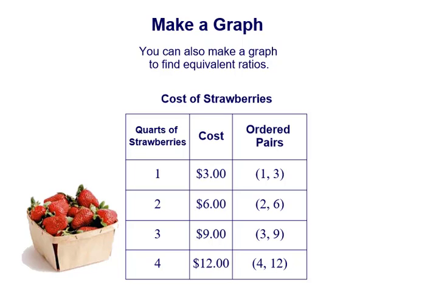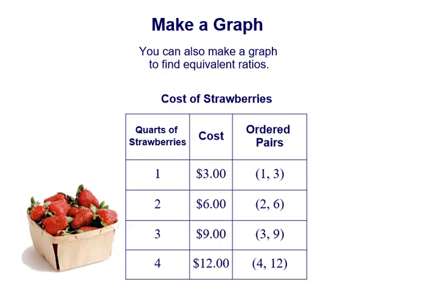You can also make a graph to find equivalent ratios. Here we have our example of the cost of strawberries, where the first column is the quarts of strawberries, the amount. The second column is the cost, and now the third column is relating the first two columns as ordered pairs, where the quarts of strawberries are the X values and the cost is the Y values.